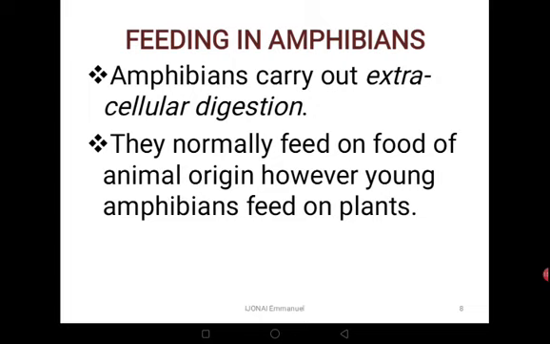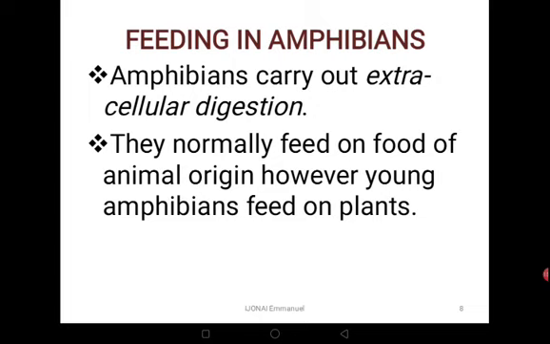So amphibians carry out extracellular digestion, just like insects and the fungi. Their enzymes are produced by the cells, but those enzymes work outside those cells, probably in the digestive system. So they normally feed on food of animal origin. So they are carnivorous, therefore. They feed on other animals, insects and the worms and so on.